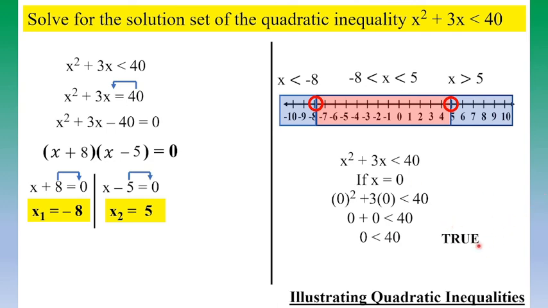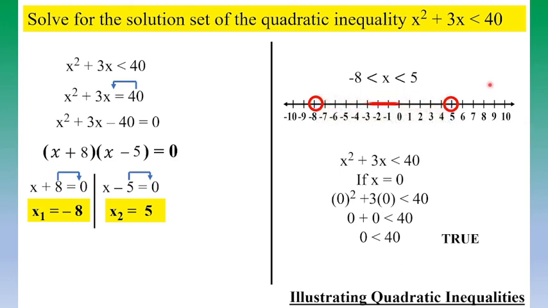Hanapin ulit natin, nasaan ba yung 0? Nasa pink o nasa blue? Our 0 is on the pink one. So that means that our answer is on the shade of pink. So tatanggalin lang natin yung blue. So that means our solution is between negative 8 and 5. That's how we're going to shade it.